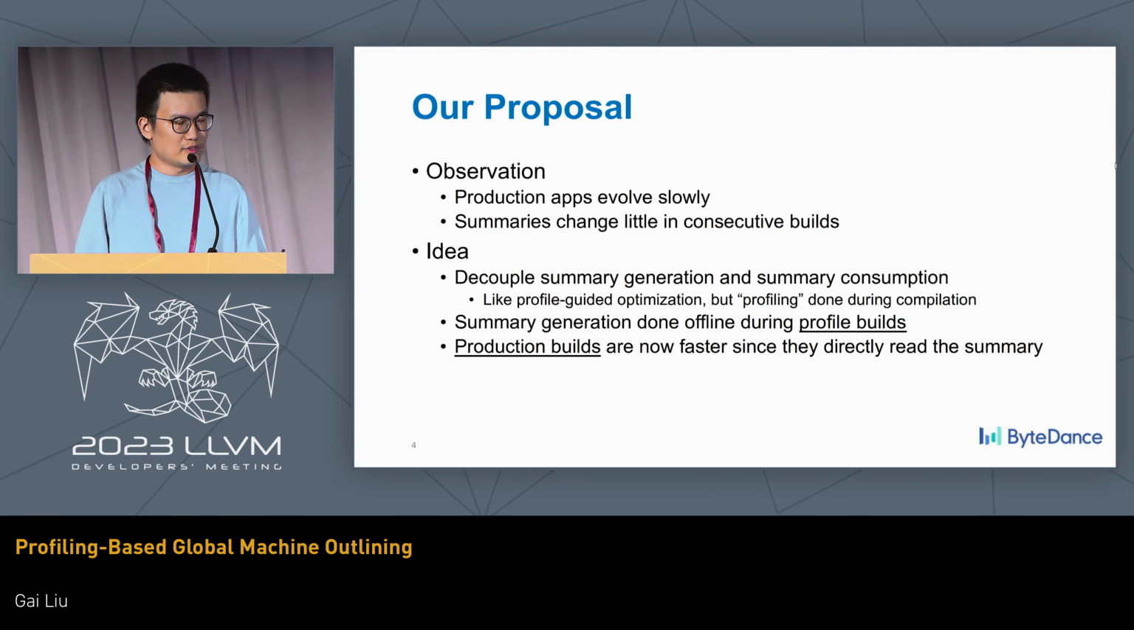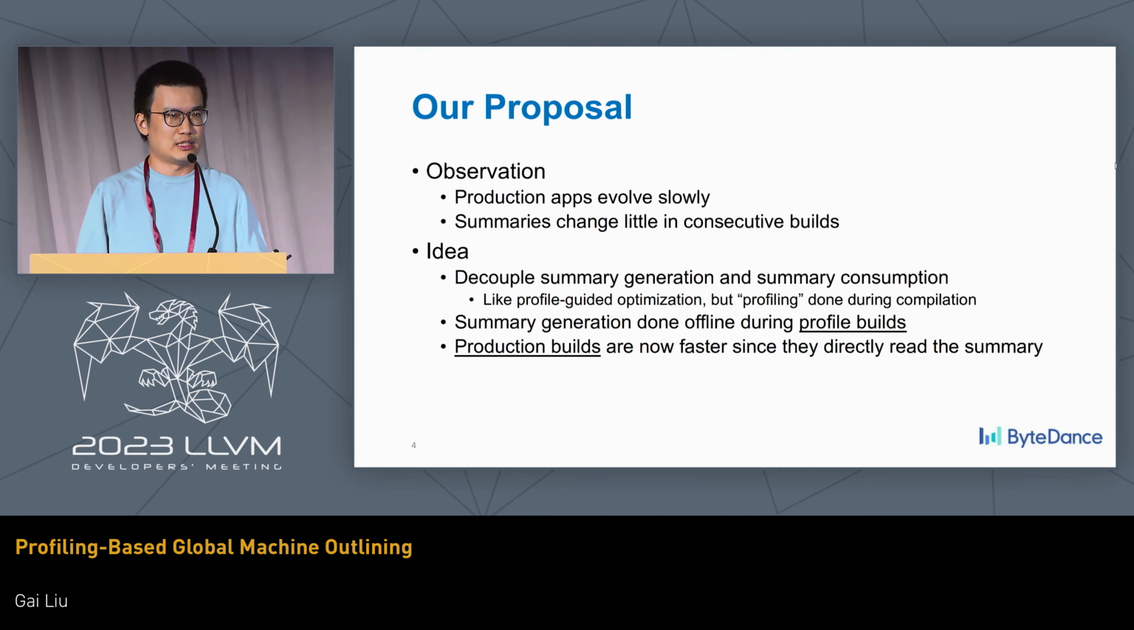Naturally, in our build pipeline, we want to further improve the compilation time, and we have the following observation. In our production pipeline, we find that our apps evolve quite slowly, in the sense that we won't be changing most of the source code within a short period of time. That means the summaries stay pretty much the same across consecutive builds within, let's say, 1 day. So we really don't need to generate a new summary per build.